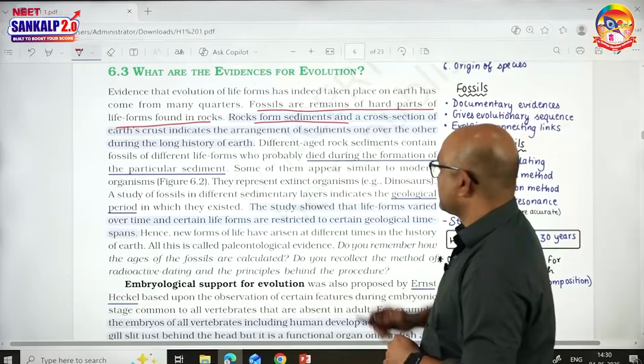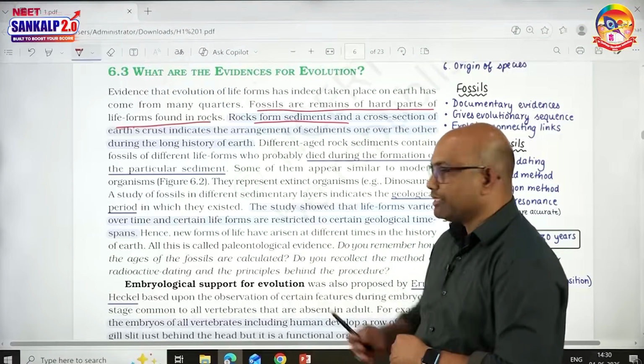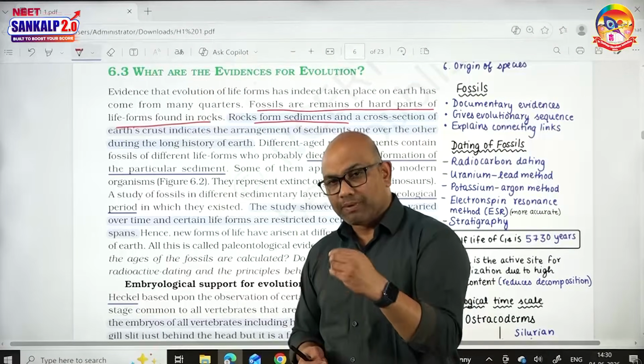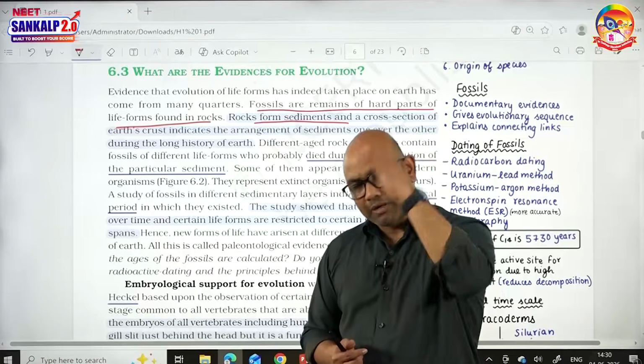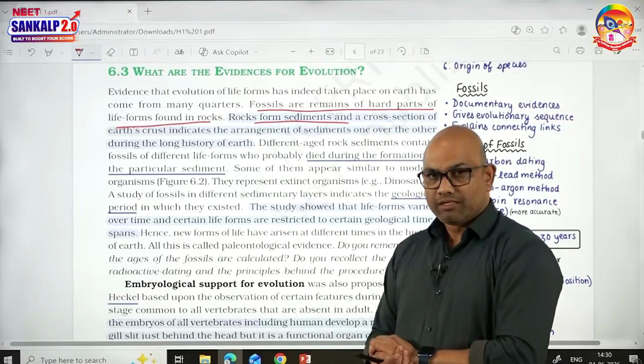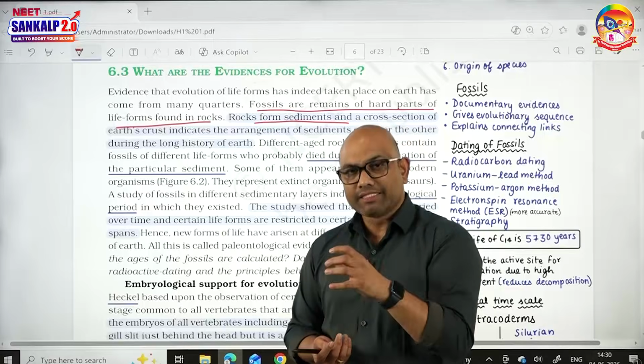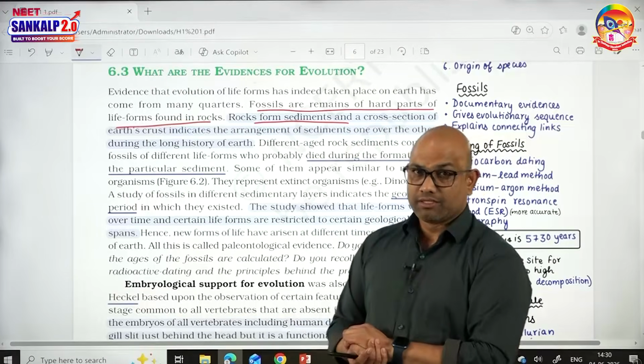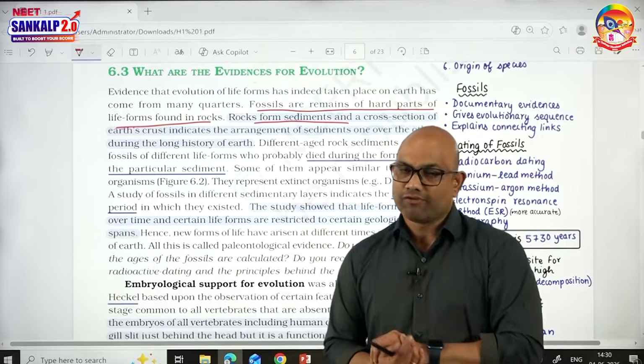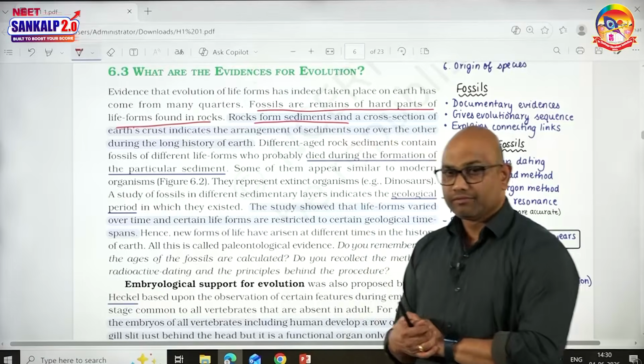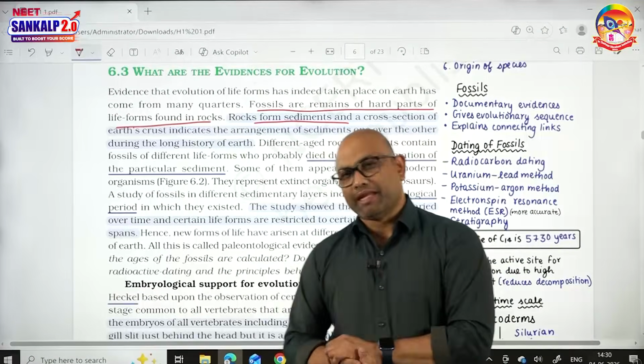Rocks form sediments, and the cross section of these sediments shows the organisms or body parts of past organisms. So the sedimentary rocks are the main sites for the formation of fossils. The hard parts of dead organisms are called fossils. Okay, fine. What do these fossils explain?